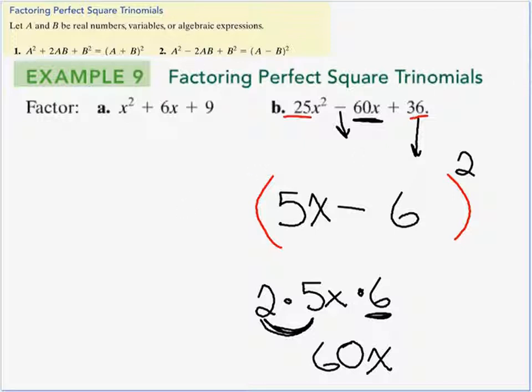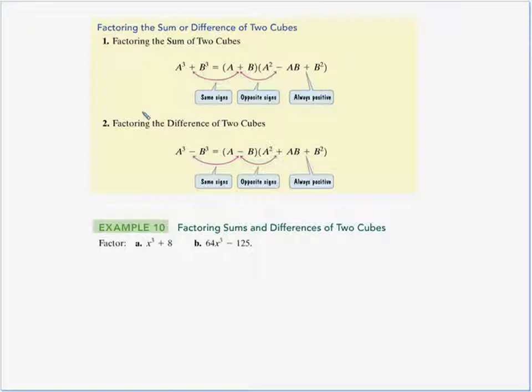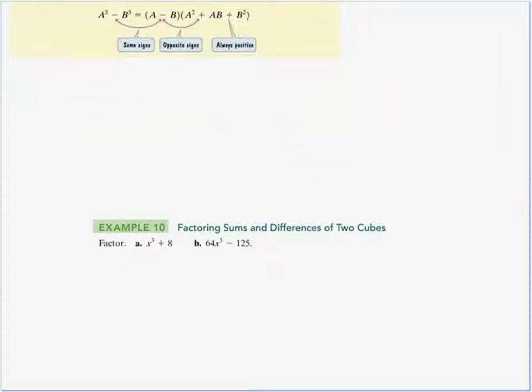And let's see what's going on here in example 10. Now we are to the sum and difference of cubes. Notice when we did squares, we could only do the difference of two squares. Now we can do the sum or the difference of two cubes. And this is pretty similar to what we already did. There's a nice little pattern to figuring these out.